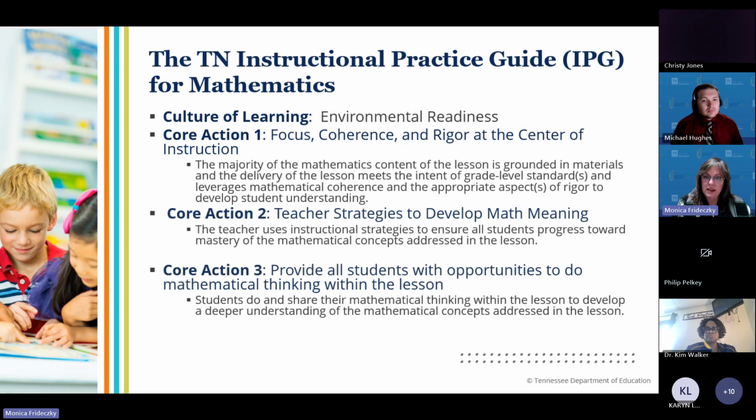We want the students to be carrying the cognitive load instead of just having sage on the stage type instruction. So essentially, it is all grounded in the culture of learning. Core action 1 is the three math instructional shifts: focus, coherence, and rigor. Core action 2 is teachers' strategies, the math teaching practices. And core action 3 is those student practices, the eight math student practices.